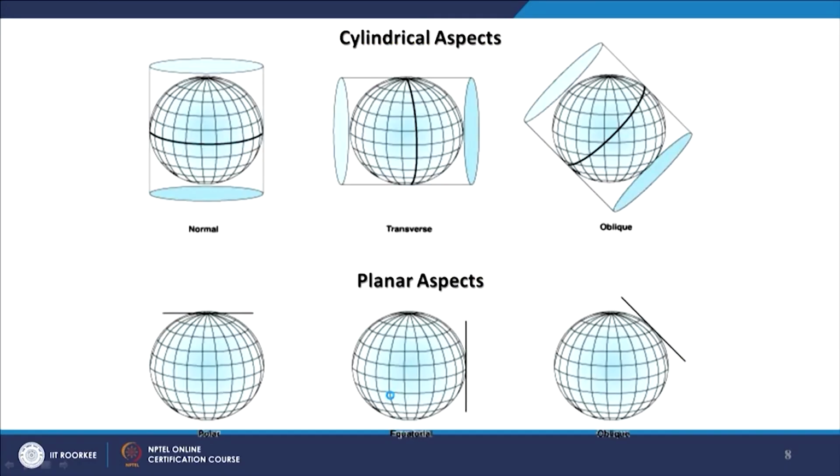Similarly, cylindrical, when we go for aspects: normal, transverse and oblique. When we go for planar aspects, rather than having a cylinder of the paper, we go for the flat paper. Then we are having the polar projections, as I gave the example of structural geology or mineralogy, where we keep, or other projections which you are seeing, oblique projections or transverse projections and other things are there.